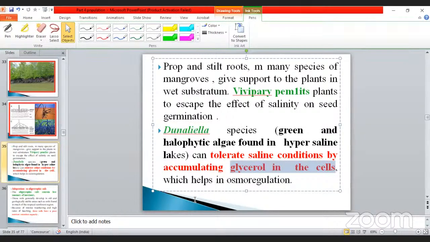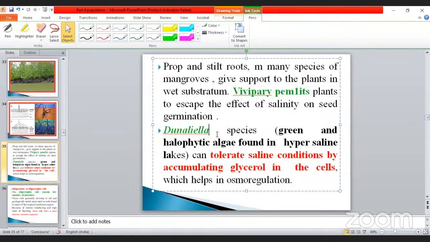So once more, I will repeat for you. Two things you should note down. One is called vivipary. Another one is the respiratory root. Vivipary example is already in our Avicennia. And also Rhizophora is an example. Which one do you know? Pneumatophore, otherwise called respiratory root. And another example is called Dunaliella.